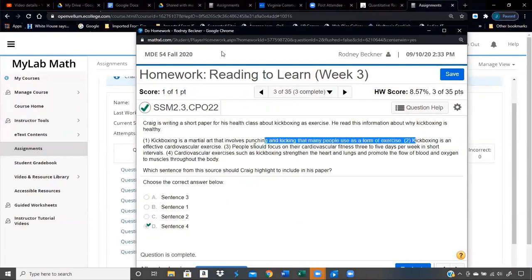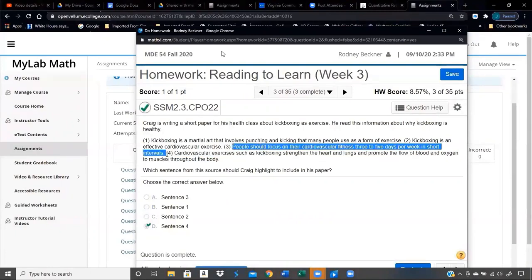Kickboxing is an effective cardiovascular exercise. That's cool, but sentence four also takes care of that. Sentence three we already tossed out because it doesn't even mention kickboxing at all. So two's cool, but four is better. One is cool, but very generic and something that you would probably already know and don't need to highlight. That's why sentence four works.